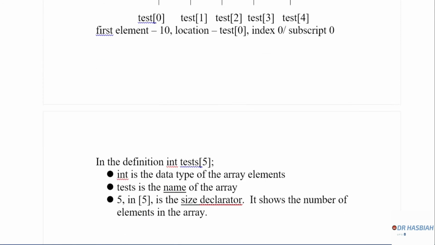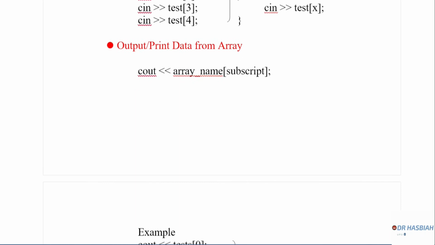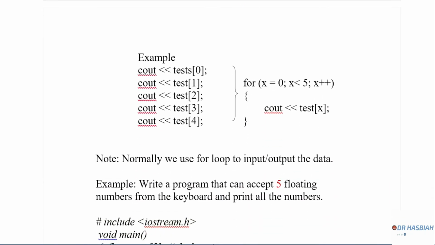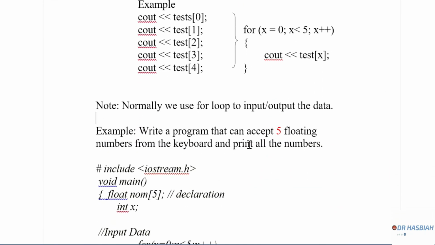So that is the output statement. We have the output statement. Normally we use a for loop to input or output the data from the array. If you use an array, normally we use a for loop to input or to output the data.